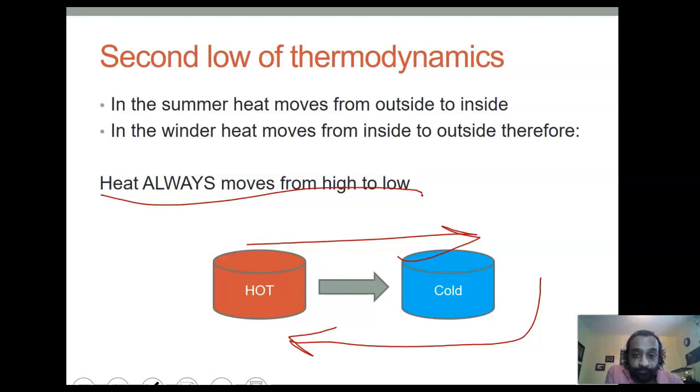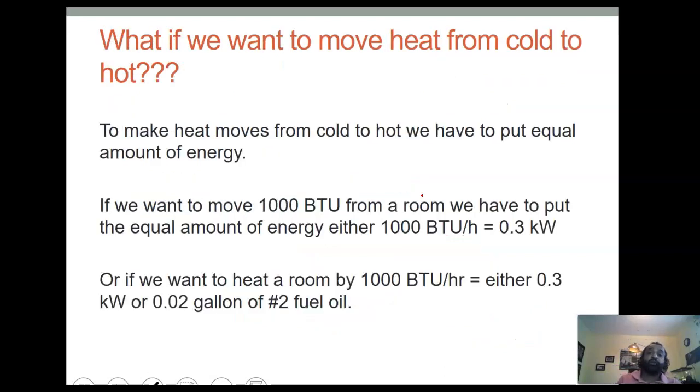of your system. Okay, so if we want to move heat from cold to hot, we have to again put in an equal amount of energy, and that's the complete law. So the law is heat moves from hot to cold, and if you want it to move from cold to hot, you have to put in an equal amount of energy.